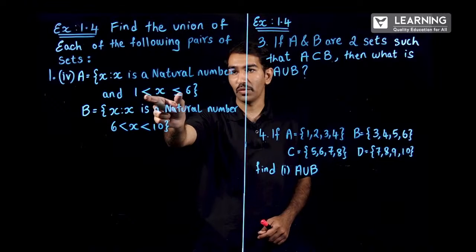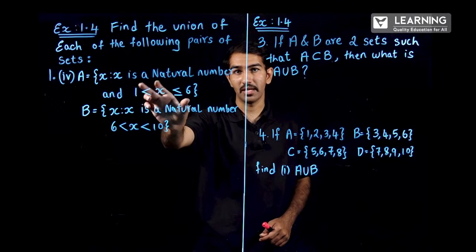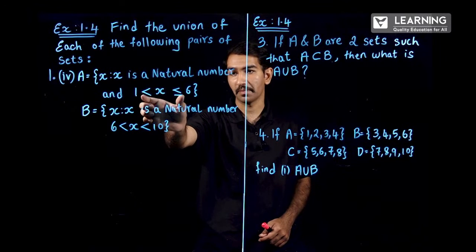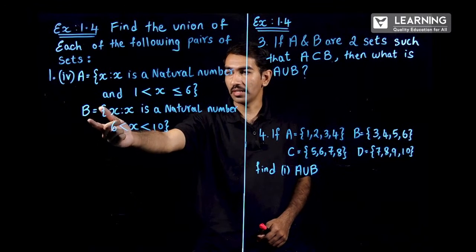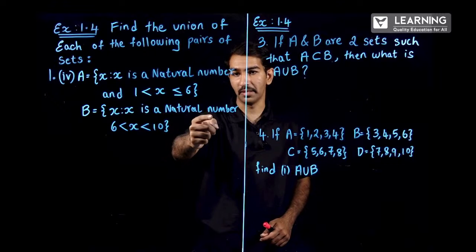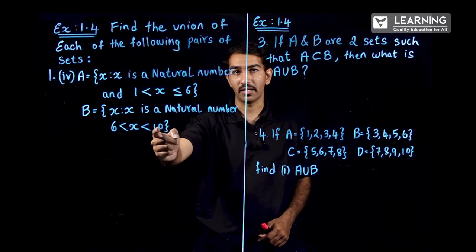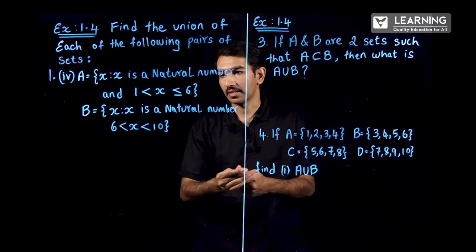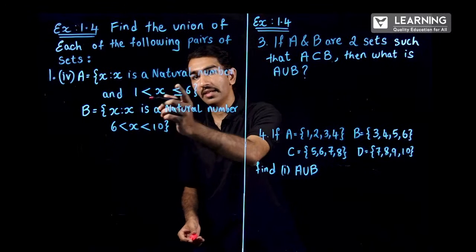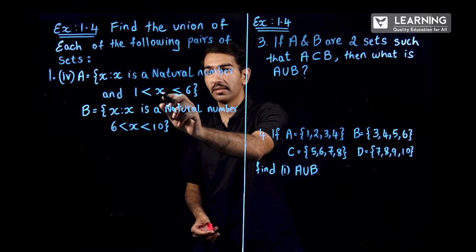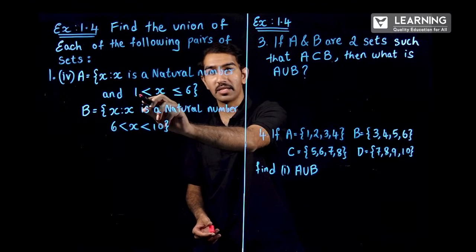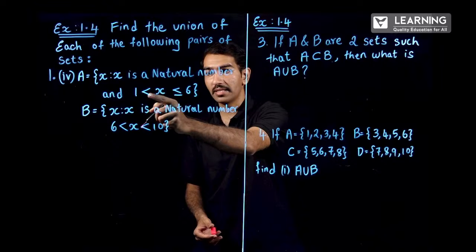So we have to write this set. We will write it in the form of intervals and also in the form of a roster form. B also is written X such that X is a natural number where X is greater than 6 but lesser than 10. So now how do we write this? In terms of intervals, how to write, students? So is 1 included? 1 is not included because X is greater than 1.